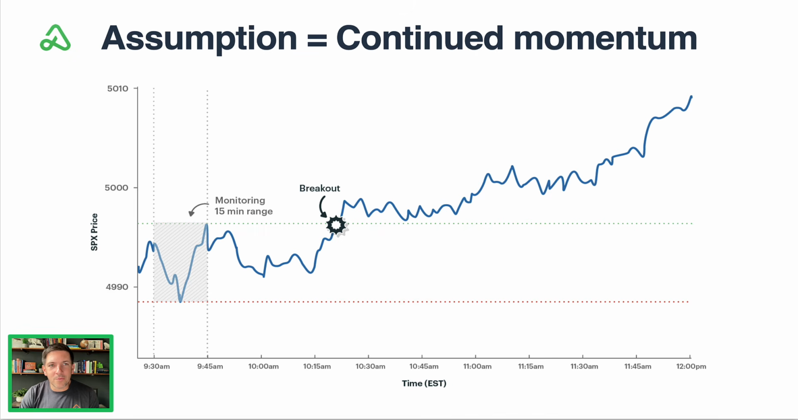So again, you have your 15-minute opening range, you've got your breakout, and then at the end, the assumption is that the market continues to move in that direction. We don't know how far it's going to move. We just assume that it's going to continue to have that momentum.